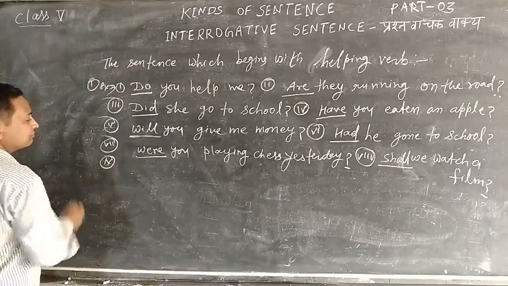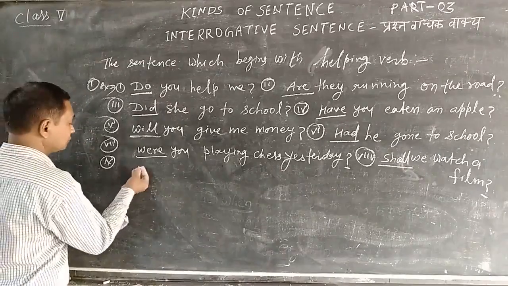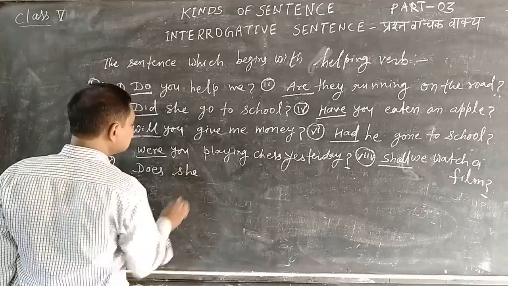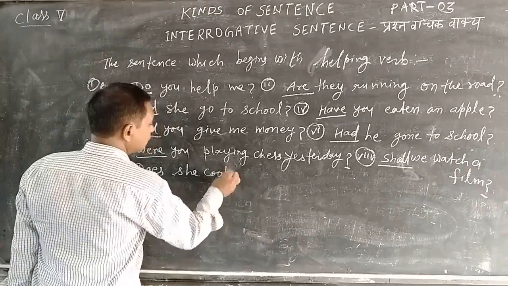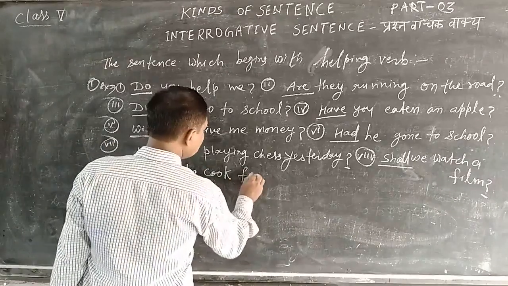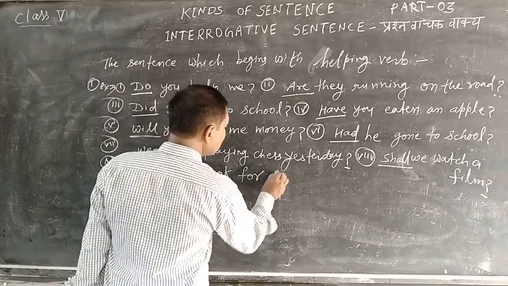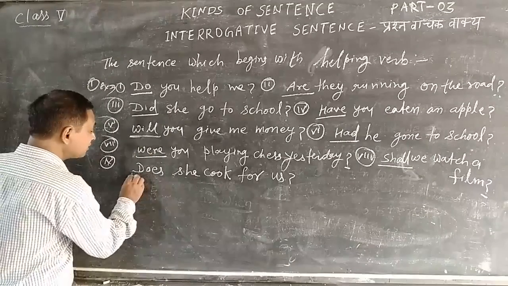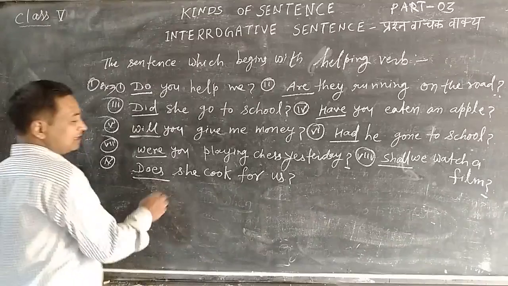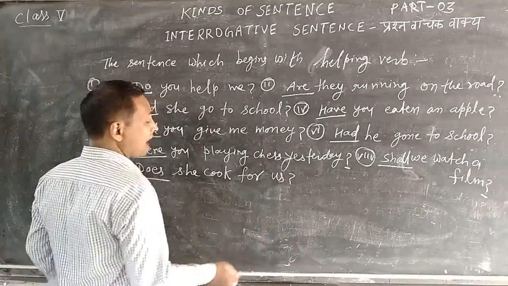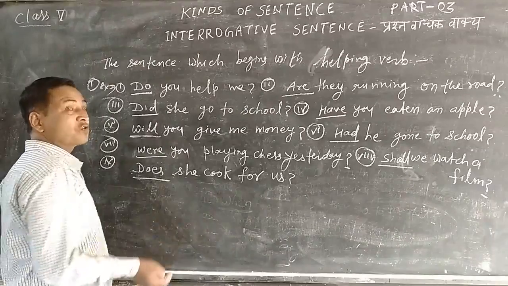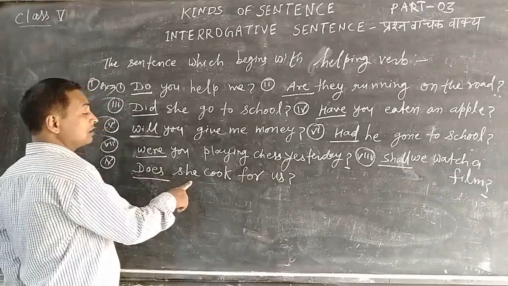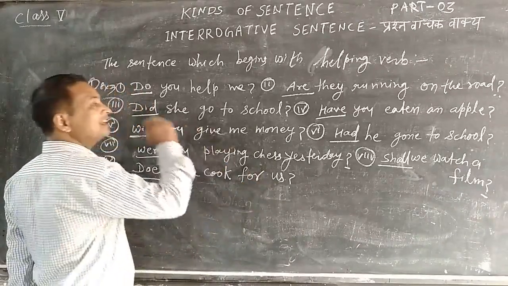In the ninth example, does she cook for us? Does she cook for us? This sentence begins with helping verb does and ends with a question mark, and it asks a question. Does she cook for us?